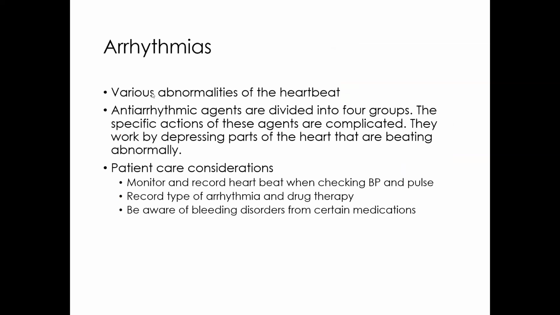For arrhythmias, various abnormalities in the heartbeat, antiarrhythmic agents are divided into 4 groups. The specific actions of these agents are complicated. We don't really go deeply into the different drugs for arrhythmias. They work by depressing parts of the heart that are beating abnormally. Patient care considerations: sometimes they have a heart monitor. They have to record the beat, keep checking blood pressure and pulse, record any type of arrhythmia and the drug therapy that they're taking. Be aware of bleeding disorders for certain medications.